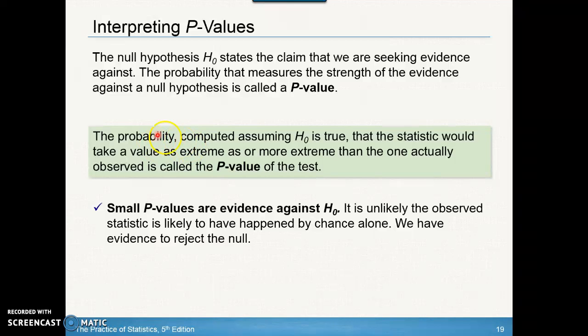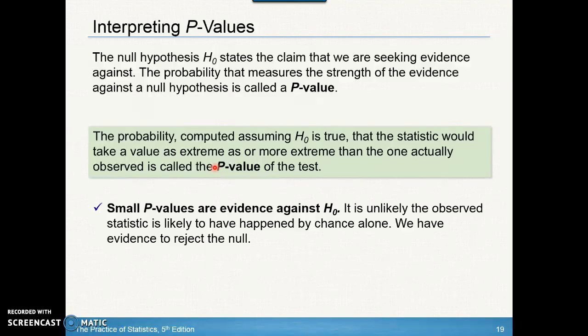So we're going to compute a probability, and we're assuming that the null is true. The probability computed, assuming that the null is true, that the statistic would take a value as extreme or more extreme than the one actually observed is called the p-value of the test. Okay, so that seems a little bit confusing.